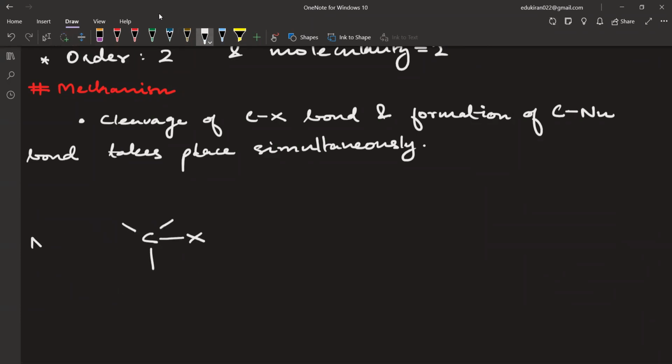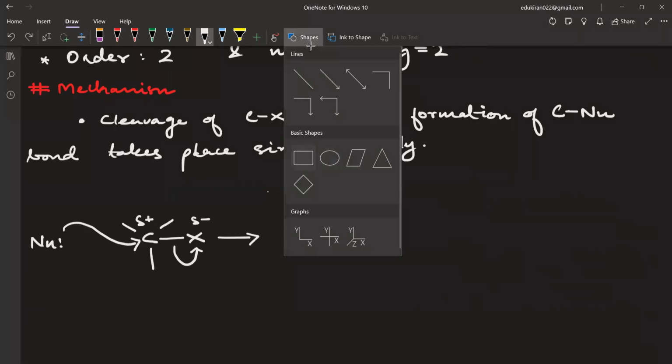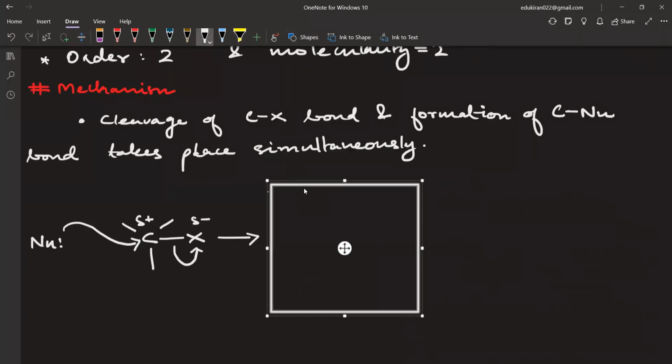Backside attack happens here. So the nucleophile will attack carbon like this because it is delta positive, and the nucleophile is delta negative. The halogen will simultaneously leave and we will get a transition state. Don't draw this box, please.